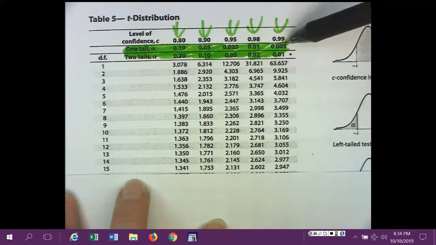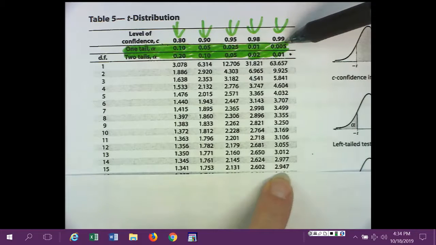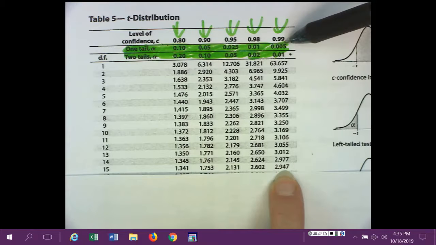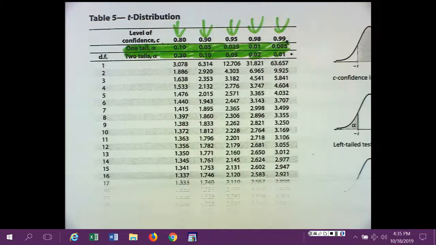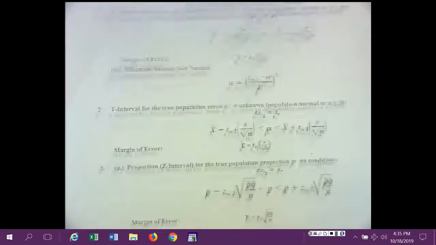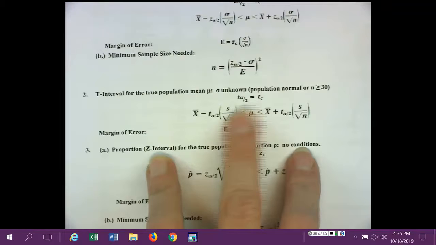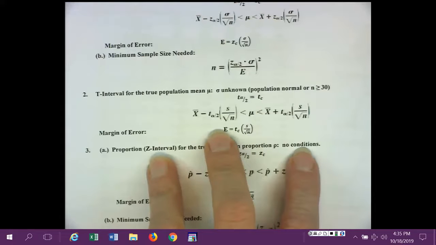Go to column 99% and row 15, and your two fingers meet at the critical value for a 99% t interval for the true mean. You're working with a sample size of 16, so the degrees of freedom would be 15, not 16. This would be your critical value t sub c. And obviously, you know from the formula, we need t sub c or t sub alpha over 2 to calculate the confidence interval by hand.